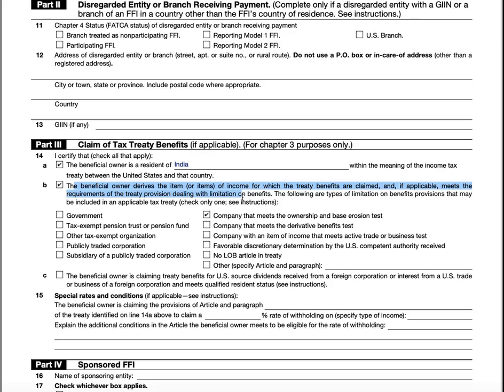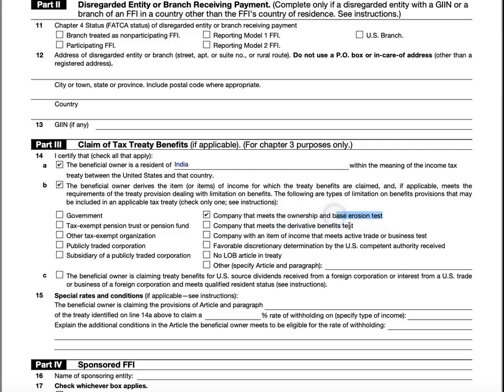So basically there are 2 things. When you claim these treaty benefits, you need to validate 2 things: the ownership test and the base erosion test. Let's look at the first one. In most cases, you would check this box, company that meets the ownership and base erosion test. Ownership means more than 50% of your company in India, or wherever country you're residing, should be held by people in that country. The owners have to be from India. Only in that case do you fall under this.